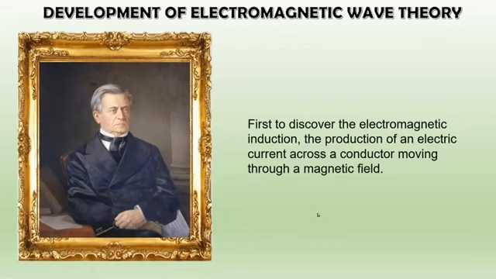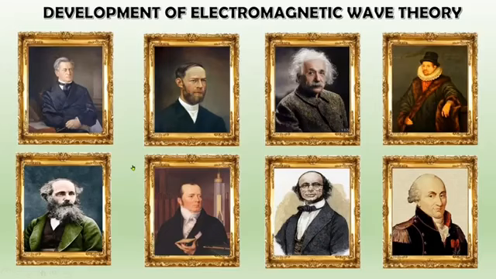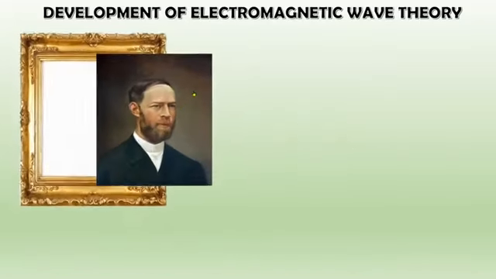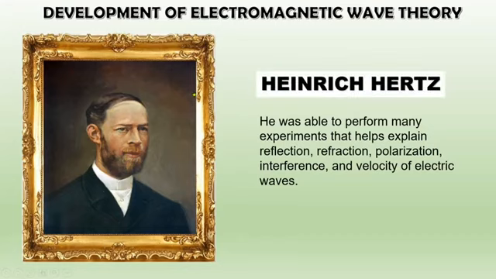First, to discover the electromagnetic induction, the production of an electric current across a conductor moving through a magnetic field. Who is he? He is Joseph Henry. How about him? He was able to perform many experiments that helps explain reflection, refraction, polarization, interference, and velocity of electric waves. Who is he? He is Heinrich Hertz.